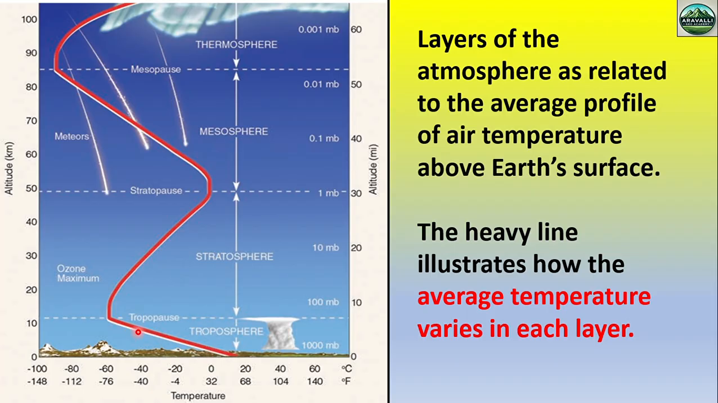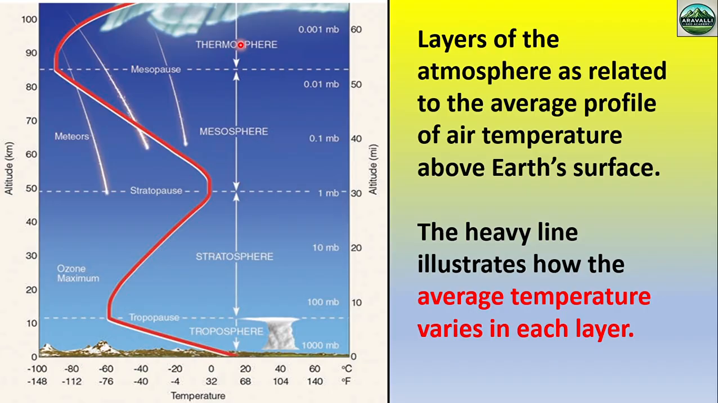So first I will tell you the structure of the atmosphere. On the basis of temperature, there are 5 layers in the atmosphere. Number one, troposphere, the bottommost layer. Then stratosphere, then mesosphere, then thermosphere. Listen very carefully, this diagram is very important.